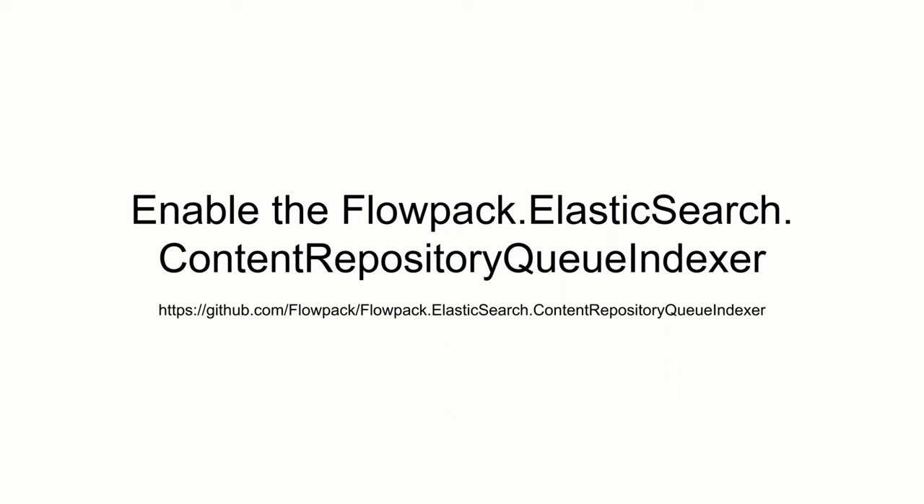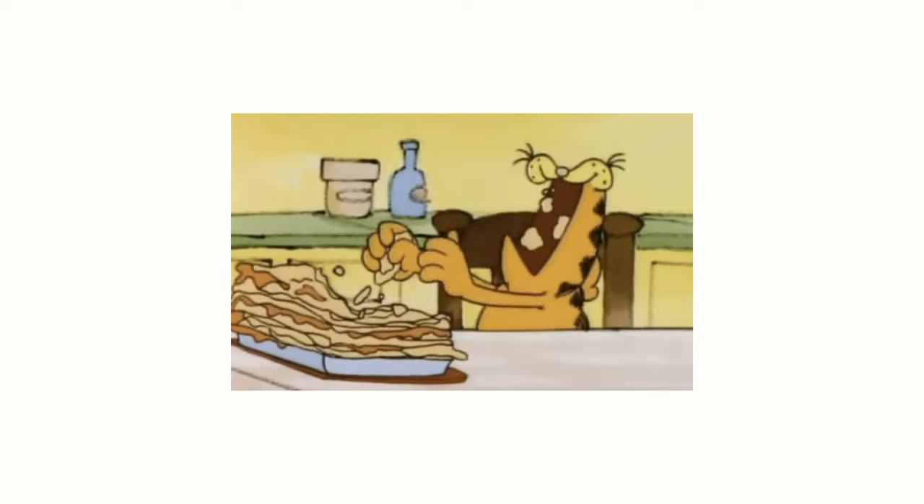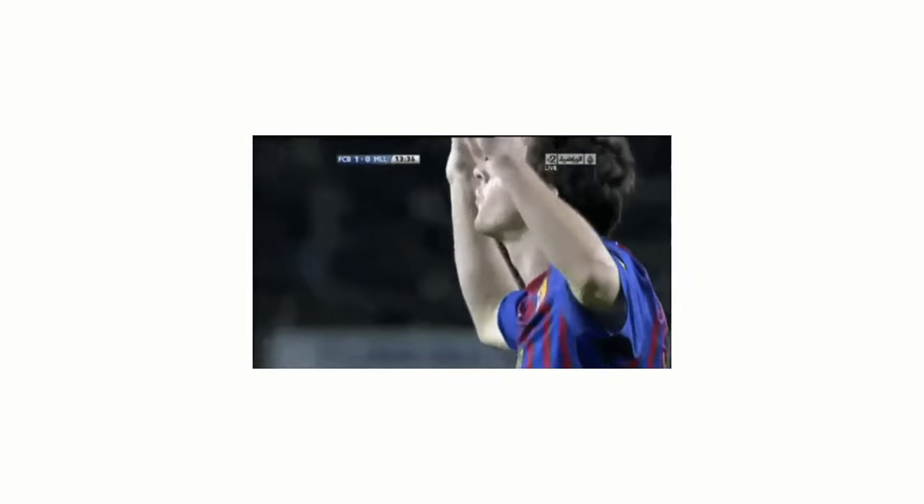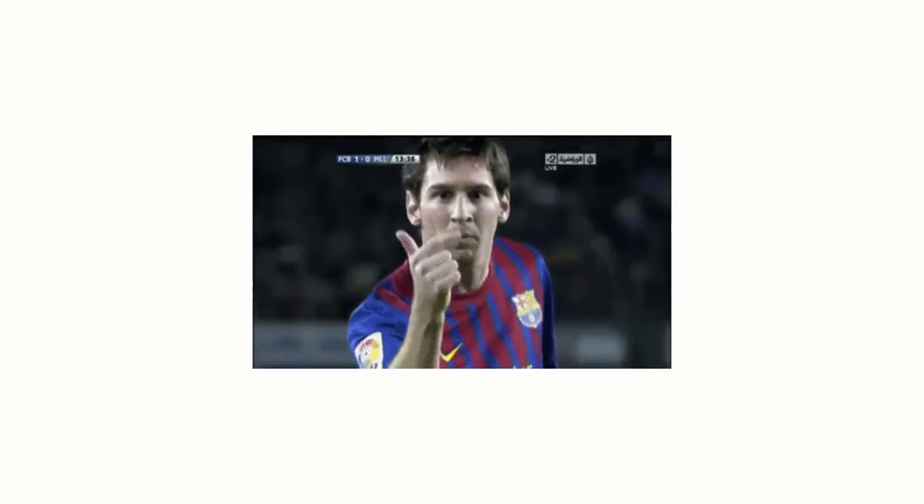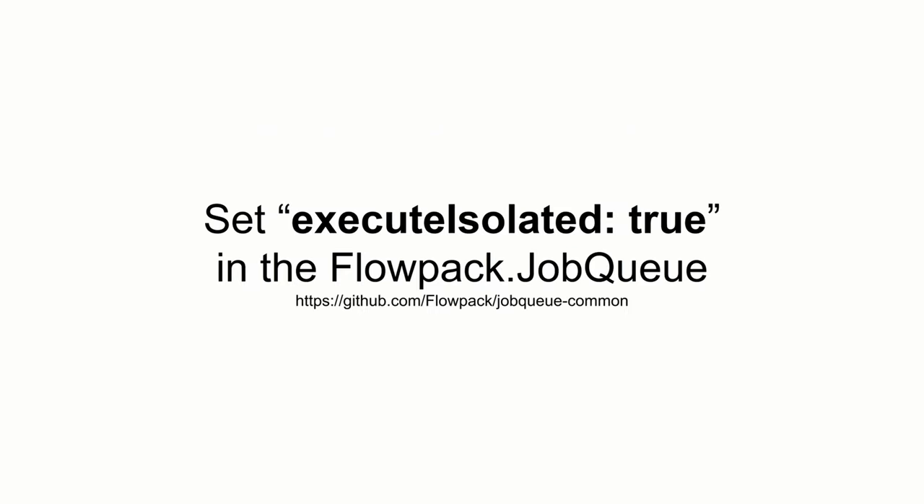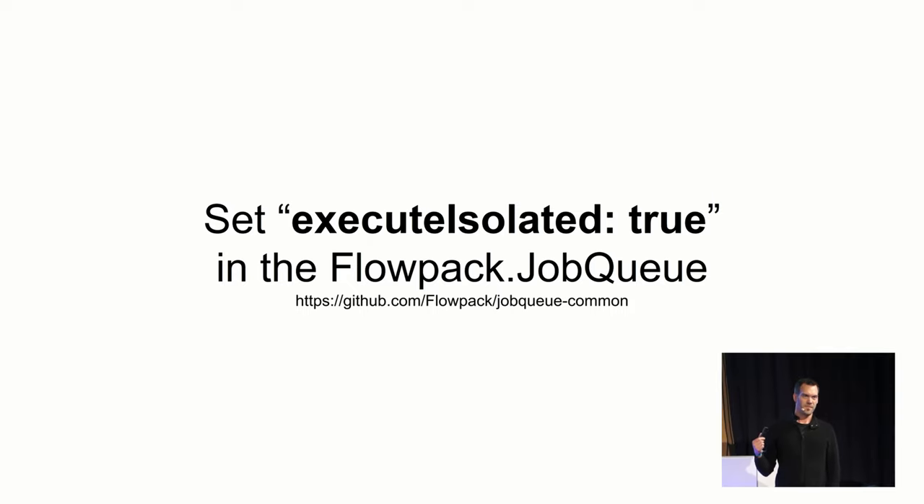But if it's still eating memory like this, then please, please double check or maybe triple check that you have set the setting executeIsolated true in the Flowpack JobQueue package. This makes sure that the memory is freed after each job. If this is not set, the PHP garbage collection will not free up memory when you think it should.